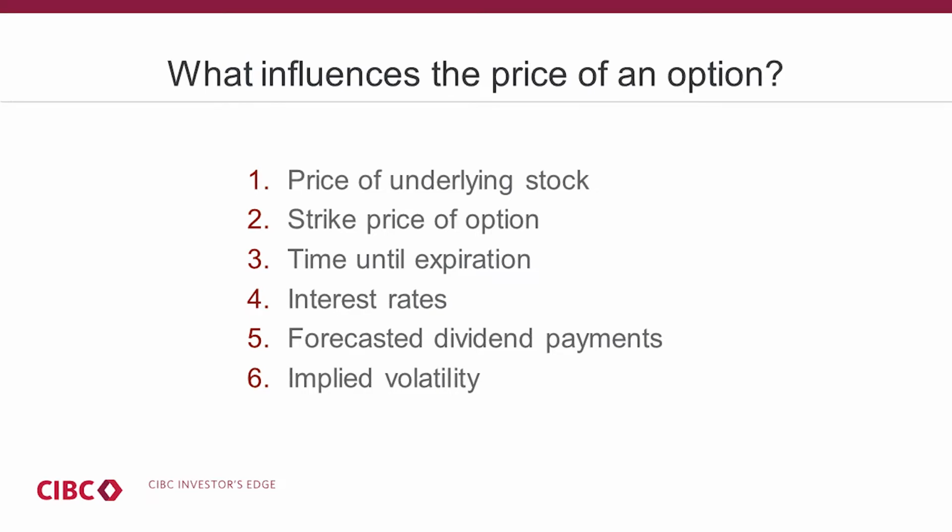So which factors impact these prices? Without getting too granular, the main factors that will influence the price of an option are the underlying stock price, the option's strike price, the time until expiration, interest rates, dividend payments, and volatility.